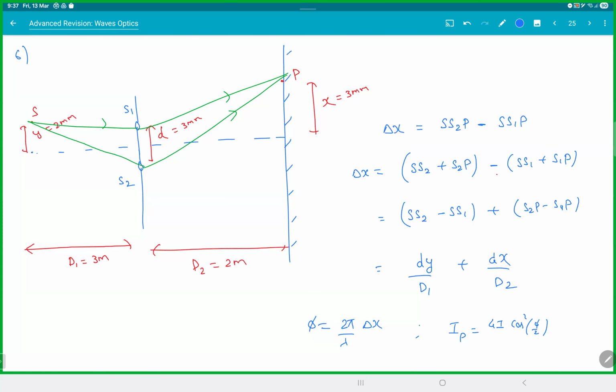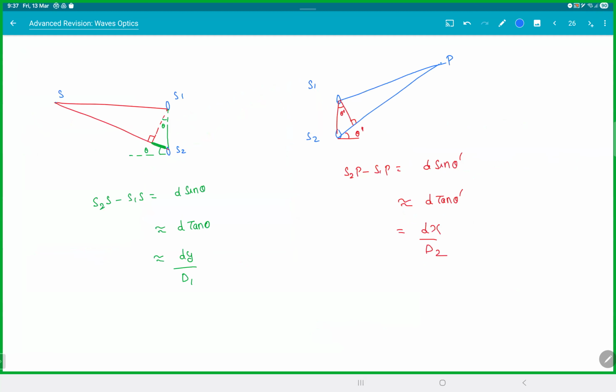Clear? So if you move the source, this is what you do. Again, the source has to be moved a small distance, otherwise you can't do this approximation again. It's like a double YDSE kind of thing. So you're doing path difference for the left and the right. Clear with this?